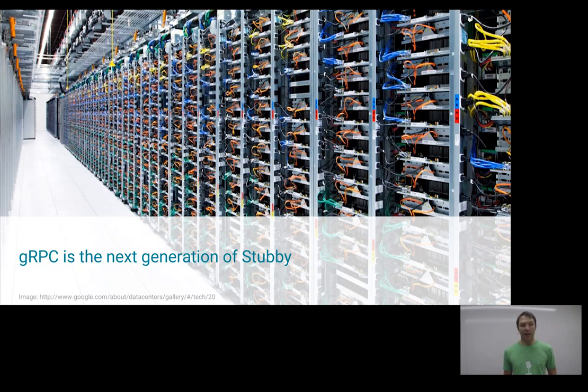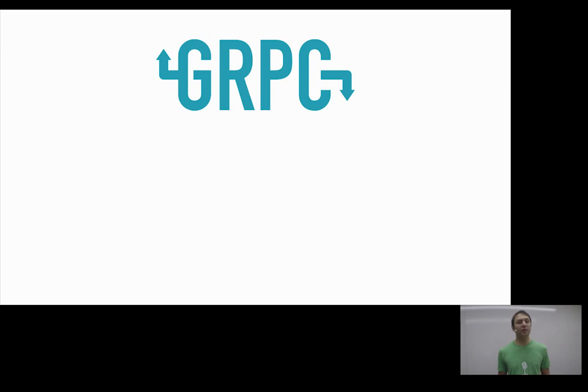gRPC is the open sourcing and continued development of Stubby. This makes it available to the rest of the developer community so you can take advantage of it for your own microservices-based applications. So what makes gRPC so effective? Let's look at three of its major pieces.